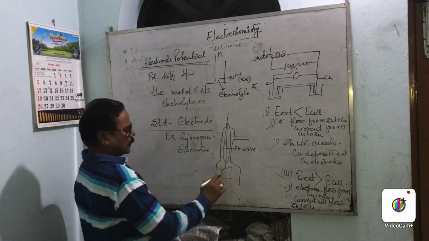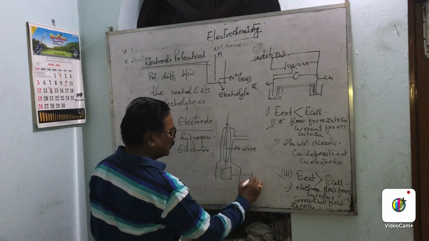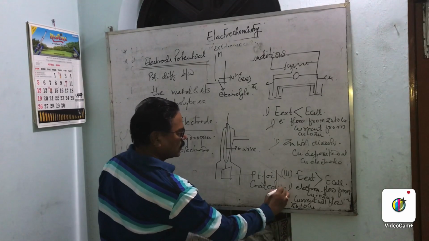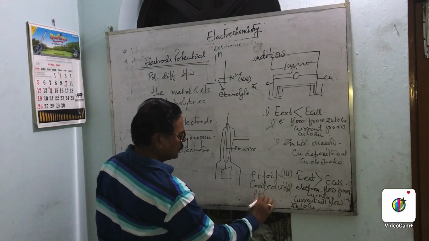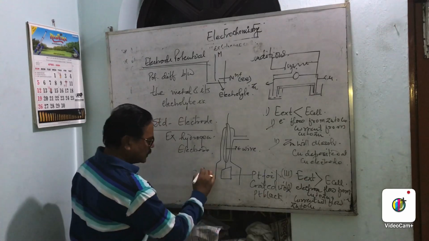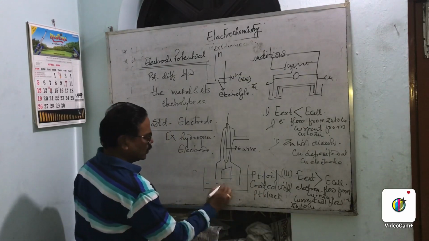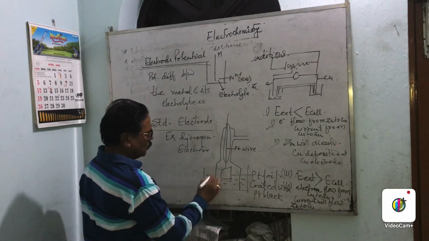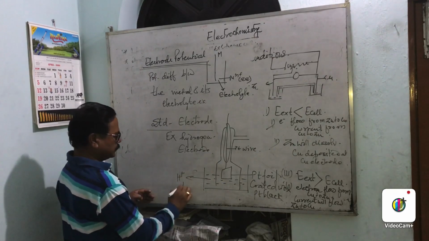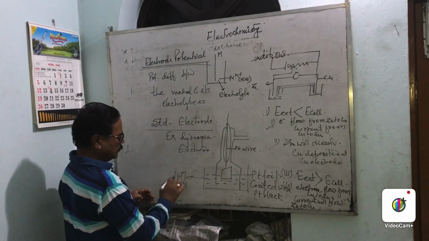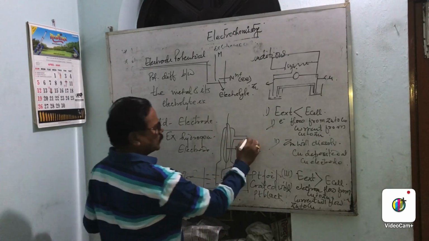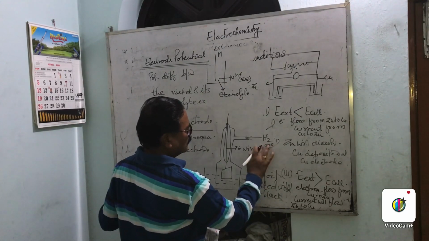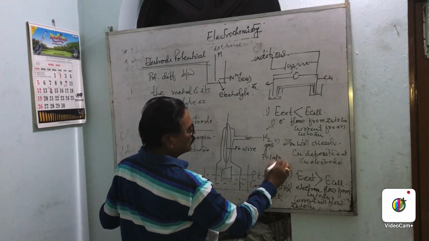Now we take a platinum foil coated with platinum black, and it is kept in an electrolyte, suppose HCl, whose concentration is 1 M, and hydrogen gas is passed here at 1 atmospheric pressure, H2 gas pressure 1 atmosphere.